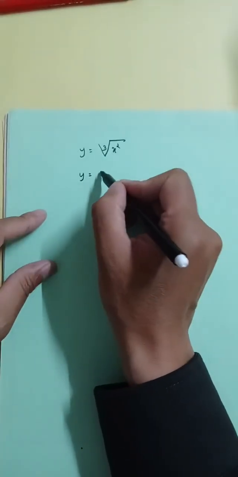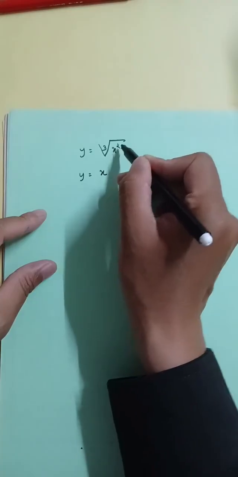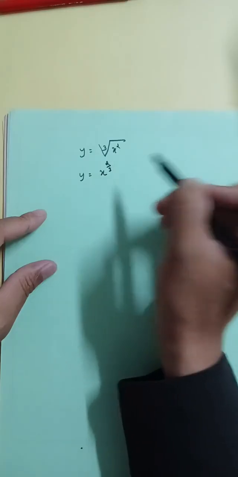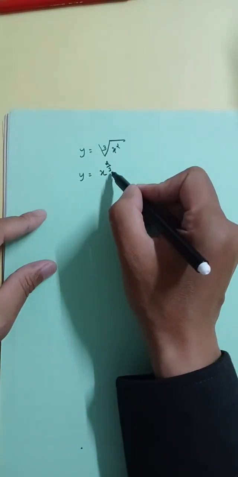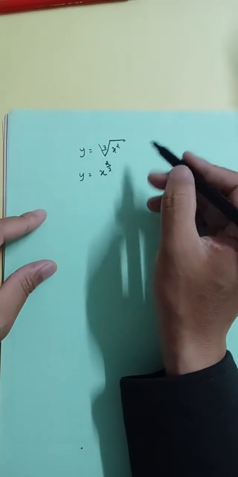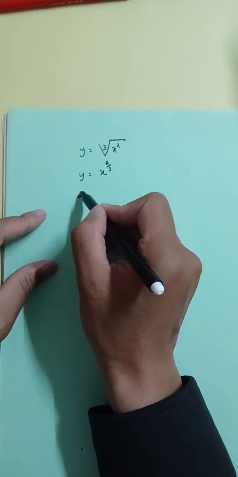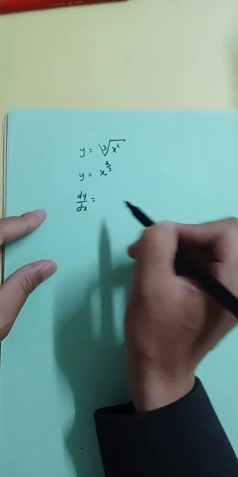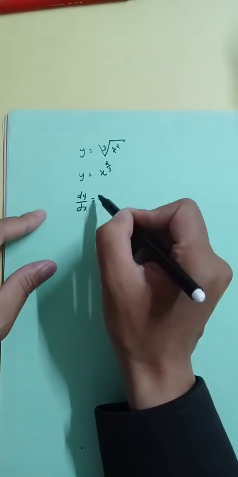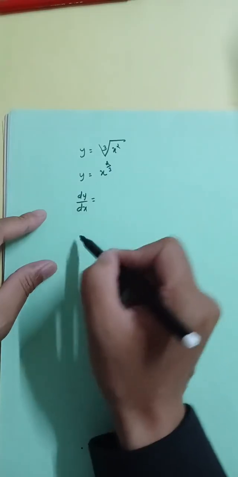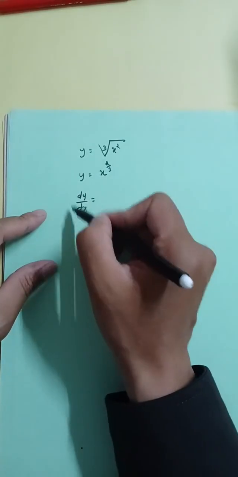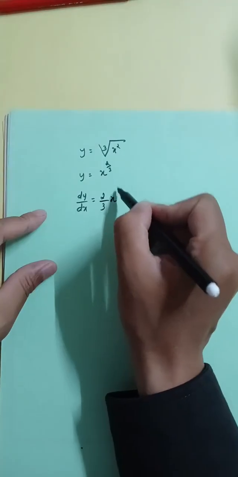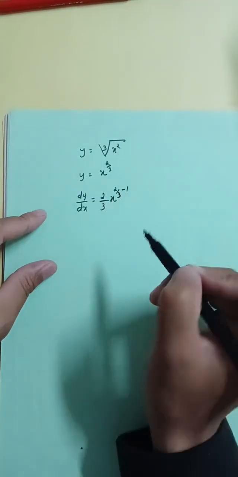Now you can easily differentiate. As soon as you put this dy over dx, then the rule applies. You cannot say I'll put x raised to 2 over 3. As soon as you write this dy over dx, you have to apply the rule. So 2 over 3 times x raised to 2 over 3 minus 1, power rule applies.